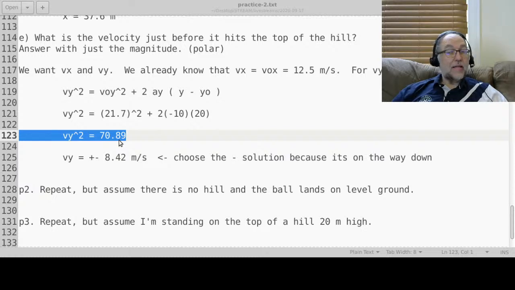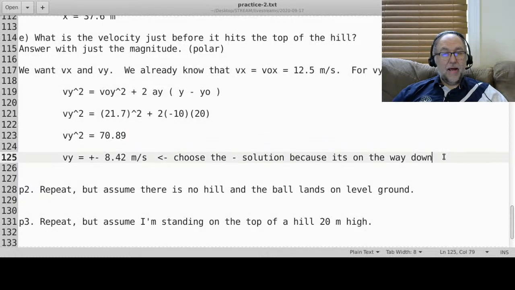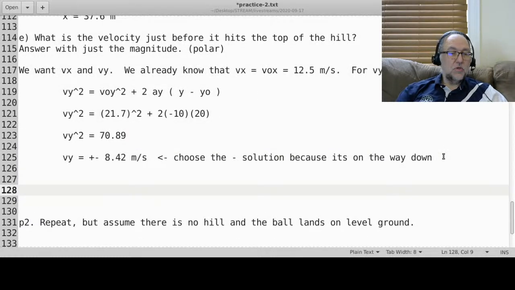Now at this point you would just take the square root and you would get 8.42, but be very careful. The calculator only gives you the positive solution. There's 2. So let me just take a little bit of an aside here. Suppose I said to you z squared is equal to 4.